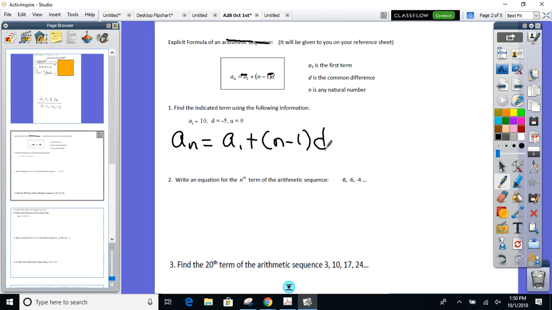And there's my explicit formula. It tells you everything to plug in. What's your n value? 9. I'm trying to find the 9th term of this sequence. That's what that means. What's your first term? 10 plus, what did you just plug in for n? 9 minus 1. And what's my common difference, D? -5. And now we just crunch away with the numbers.